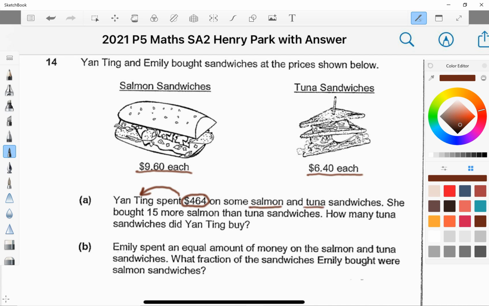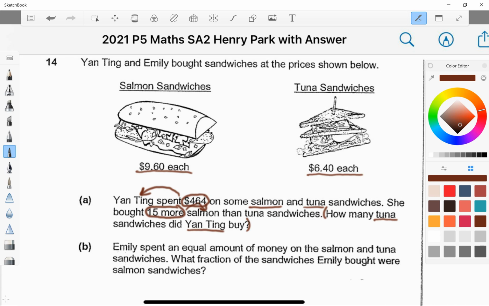And the key phrase in this question is that she bought 15 more salmon. Okay, 15 more salmon as compared to tuna. And they are asking us how many tuna sandwiches did Yanting buy. So as you can see, this is the annotation I'm doing.